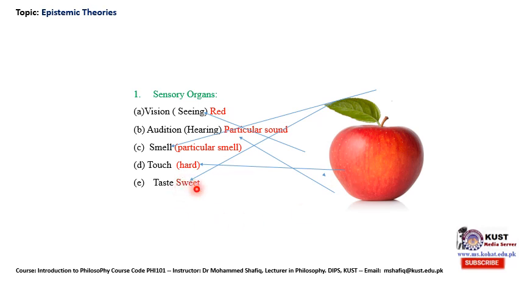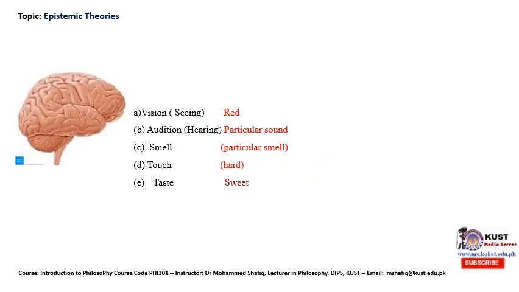In order to know about this apple, some sensory organs are involved, and we have already discussed in the previous lecture what sensation and perception are. This whole manifold of sense data, when it is sent to the brain, is called sensation. When the mind applies its own categories on this manifold of sense data, it is called perception. So now again we have this brain.